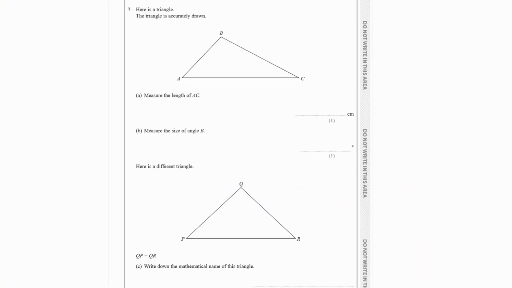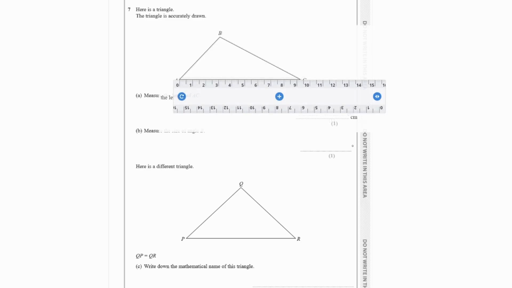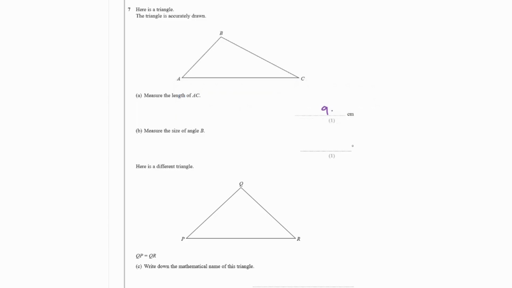Question 7. Here's a triangle. The triangle is accurately drawn. Part A, measure the length of AC. So we can measure this length using our ruler. So if we put the 0 centimeters on A and we measure up to C, that gives us 9.3, so we can write down 9.3 as our answer.